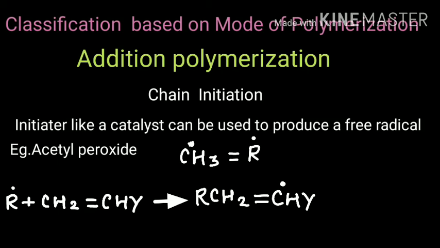Here the free radical now attaches to the vinyl monomer, so the valency of the carbon is complete. So the dot from the R has now disappeared and it has moved on to the carbon with the H and Y group, because there one valency is incomplete. It has only 3 valencies that have been filled up.